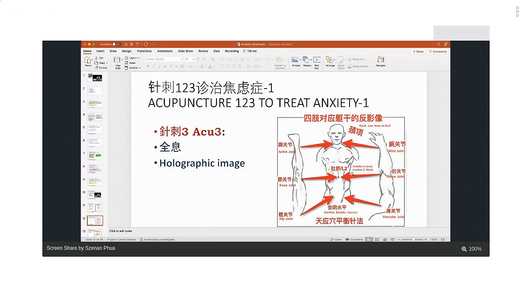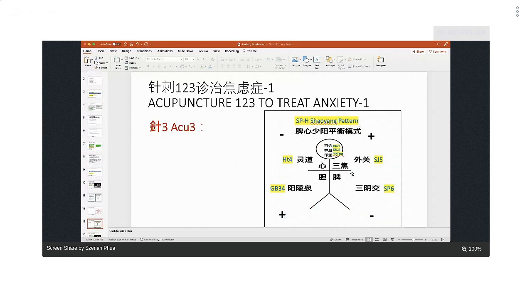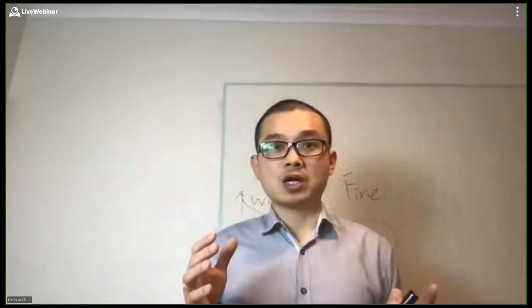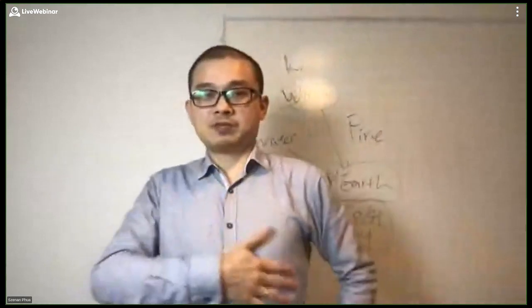Now, acupuncture 3, we choose the point and we apply holographic image. And we choose the point over here. Okay. Now, heart and spleen. Heart is over here on the chest. Spleen is over here. Okay. Let me go back to you. Now, when you choose the point, we use image. Heart is over here, right? Spleen is over here.